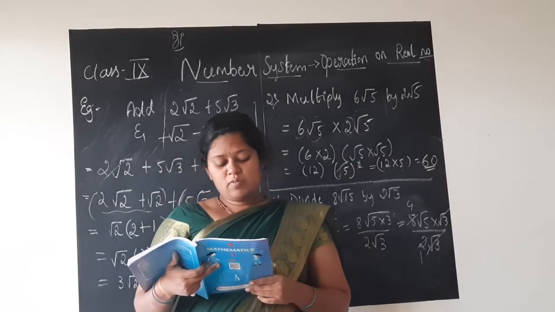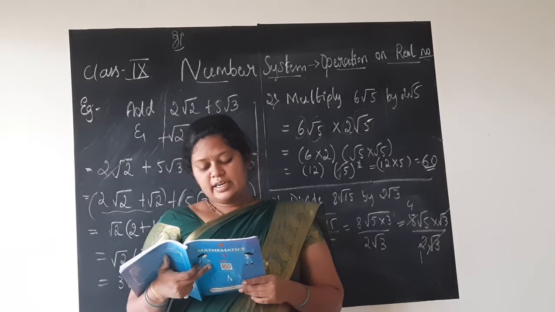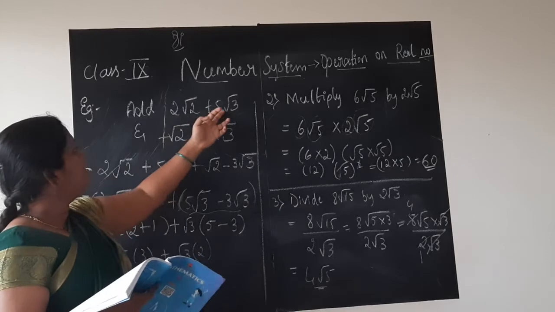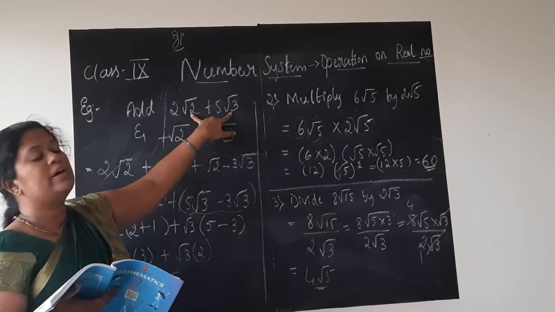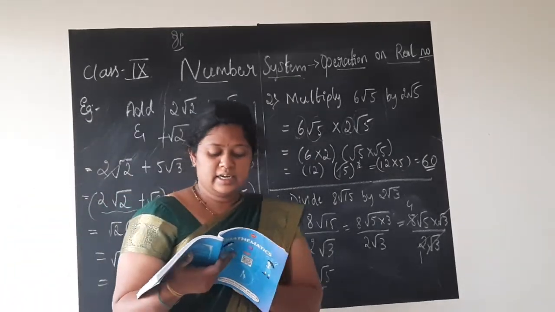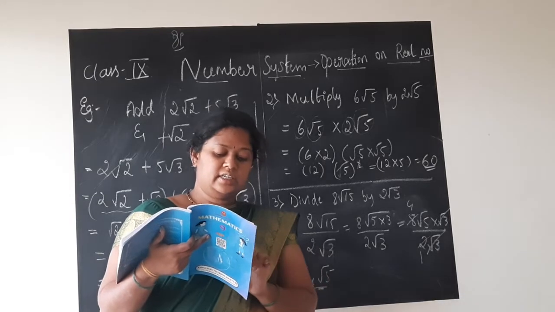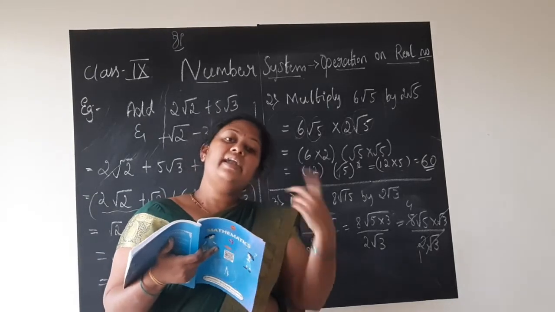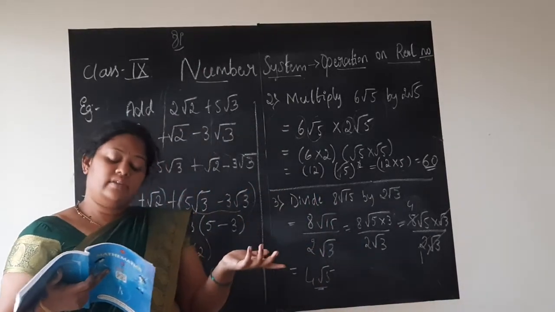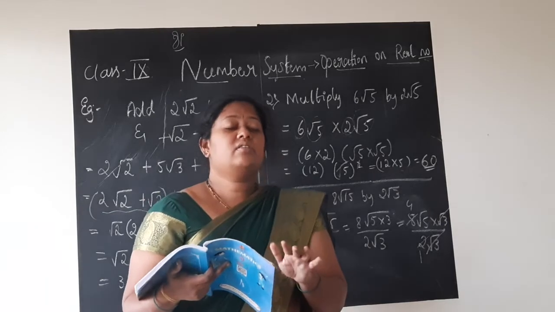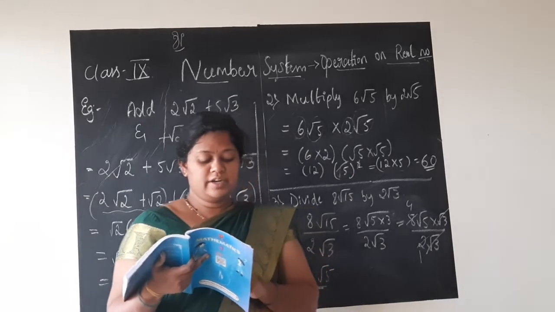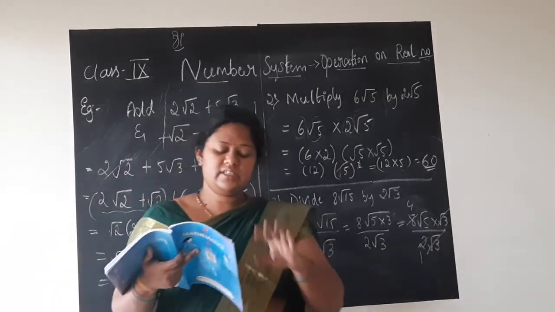It says the sum or difference of a rational number and an irrational number is irrational. See, 2 and 5 are rational numbers, whereas square root 2 and square root 3 are irrational numbers. When you add or subtract a rational number and an irrational number, it is irrational. If you add or subtract one rational number with an irrational number, what you get is always irrational. That is what it says.